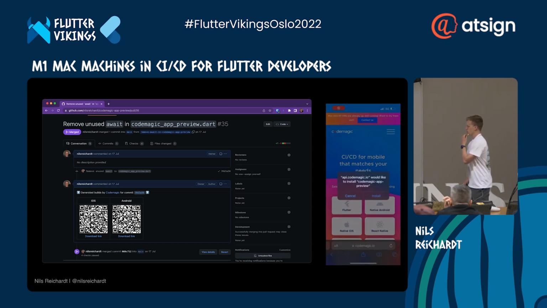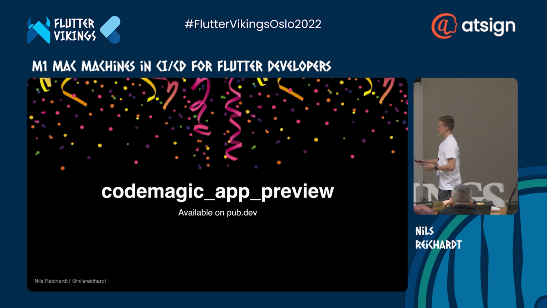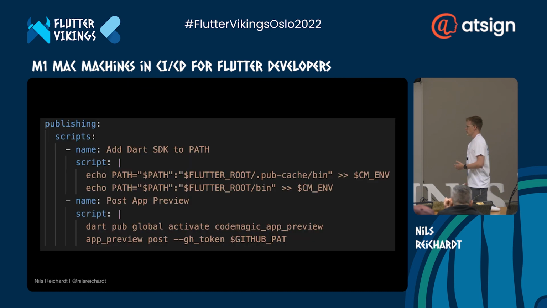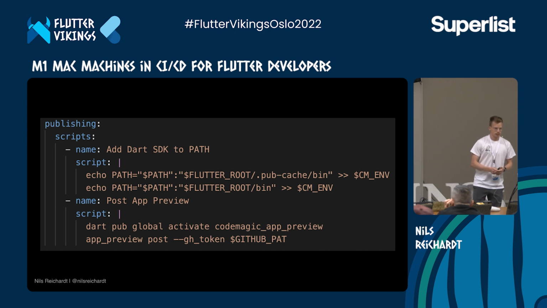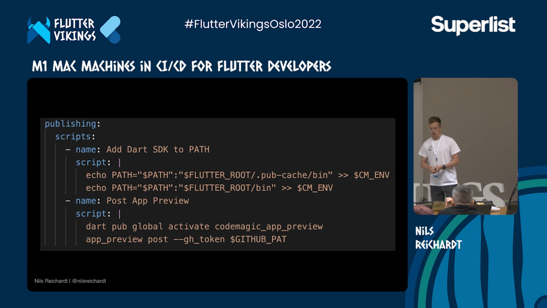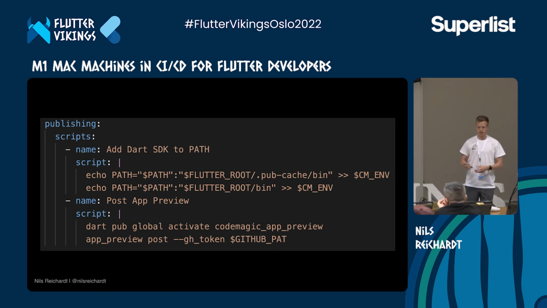And I have also something to announce. This script is now also available as a package, so you can just use it in your CodeMagic setup. You just need to add this line at the end of your CI/CD or CodeMagic file, and you are getting all this comment. It's also updating: if you push a new commit to the pull request, it updates the comment, so you don't get that many notifications. It's really simple. You just add this one command, and that's it.